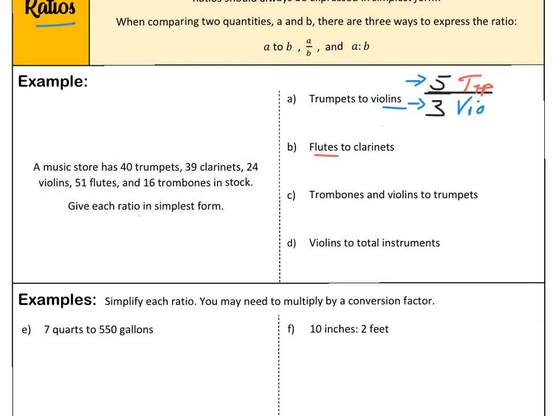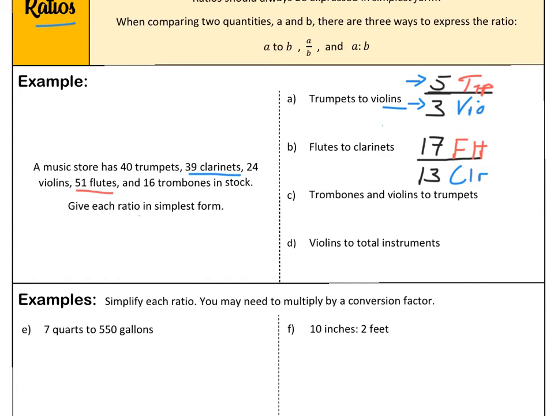For B, now I'm comparing flutes to clarinets. So let's go figure out how many flutes I have, 51, and 39 clarinets. So I know my ratio is going to be 51 to 39. Once again, I want to try to reduce this if possible. Looks like I can divide both of them by 3. So that's going to leave me with 17 to 13. And once again, I want to include my units. So it's 17 flutes to 13 clarinets.